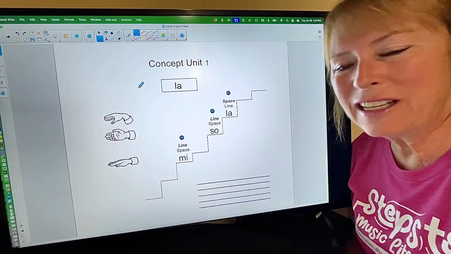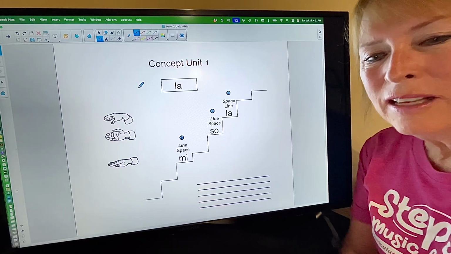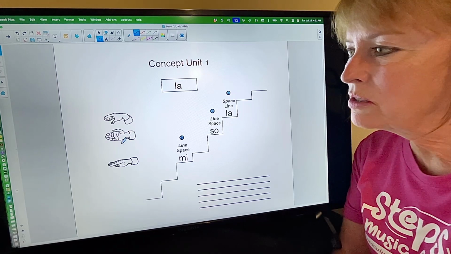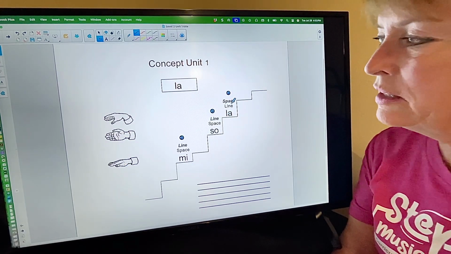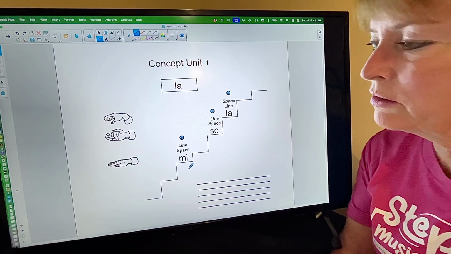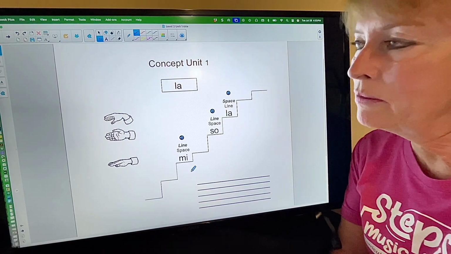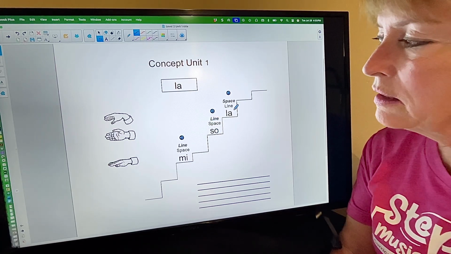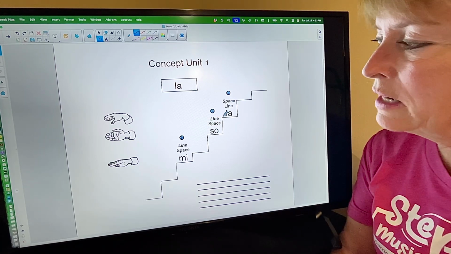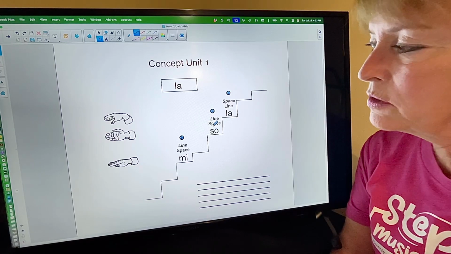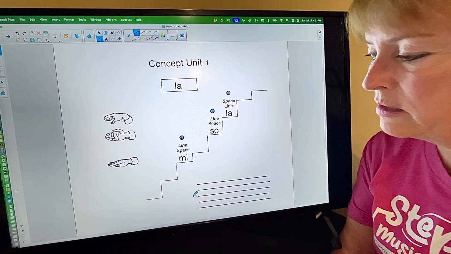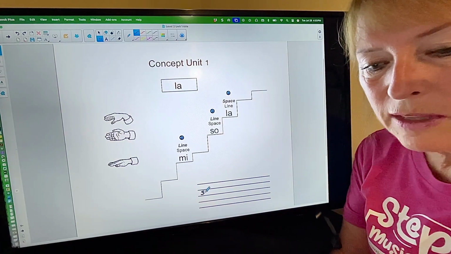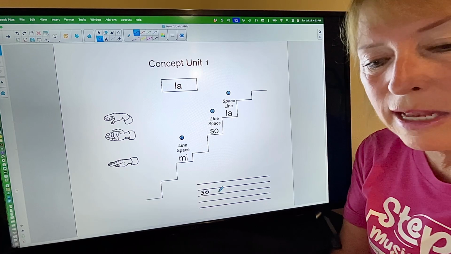Okay, so let's look at la a little bit more. And we have our hand signs here of la and so and mi. And then here we have our stairs that we learned about, our steps in level 1. And if so is a space, la will be a line, one line higher, one step up. And if so is a space, mi will be a space. So let's go ahead and do that. Let's put so in this space. And this was like in the song Bounce High, Bounce Low.